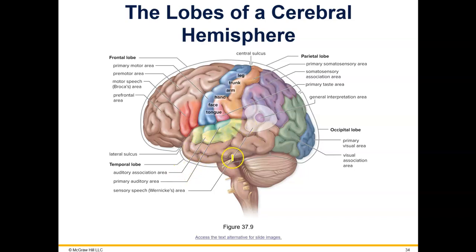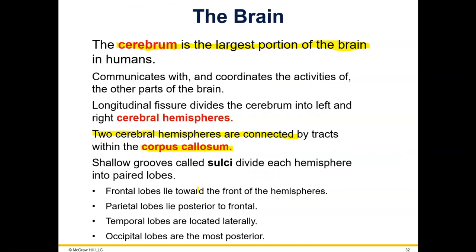So mainly the temporal lobe is dealing with hearing and speech. All right, so these are the lobes of the cerebral cortex: the frontal lobes, parietal lobes, temporal lobes, and occipital lobes. And they go along with the bones, but I know this isn't anatomy, so we haven't learned them.